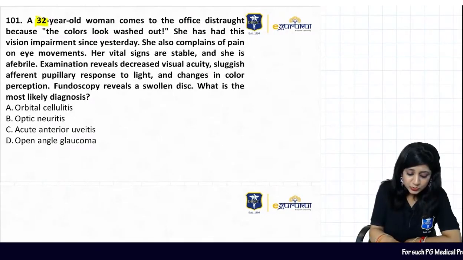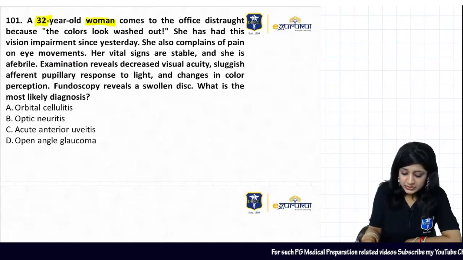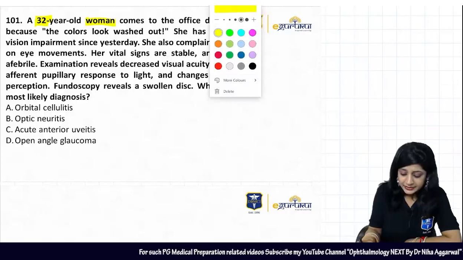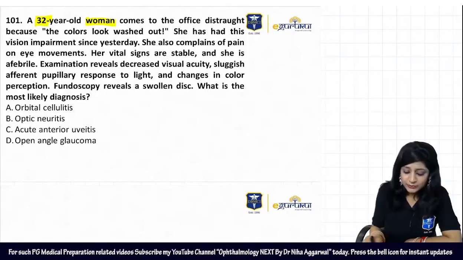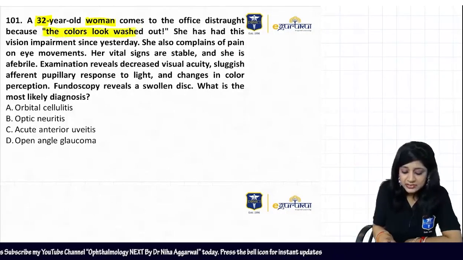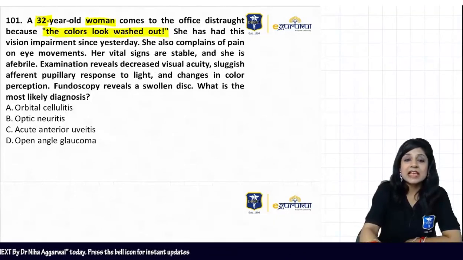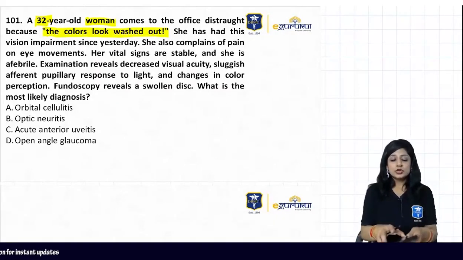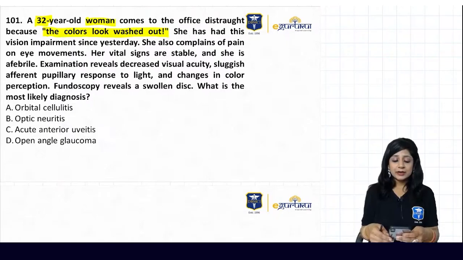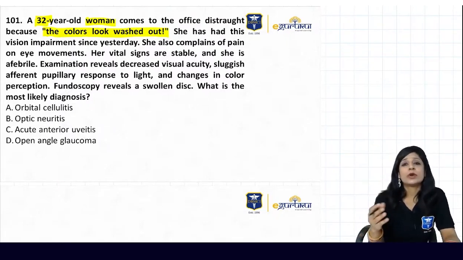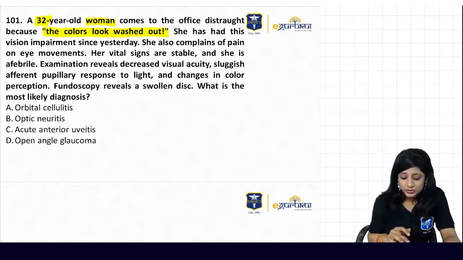A 32-year-old woman is coming to the office distraught because the colors looked washed out. What do you mean by this? Colors looked washed out. So you have to actually describe each and every line. You have to see what they're trying to say. The colors looked washed out.